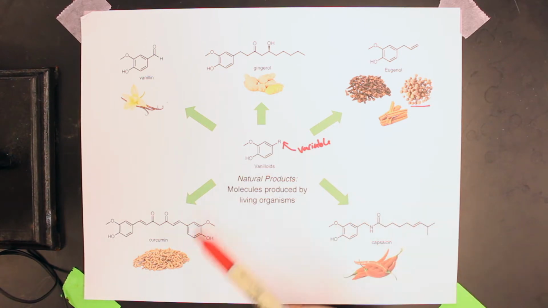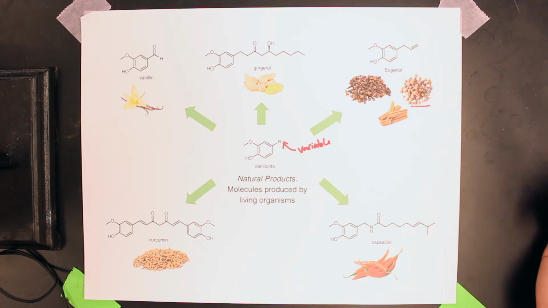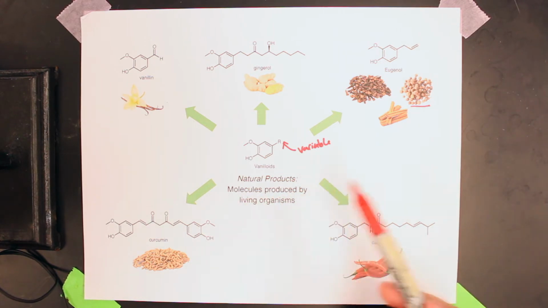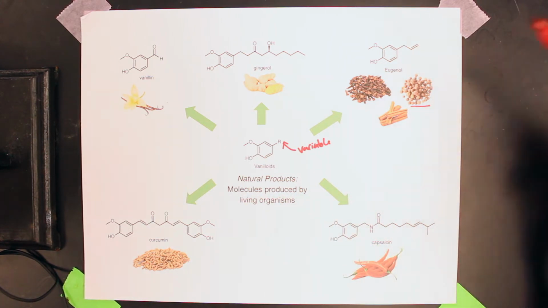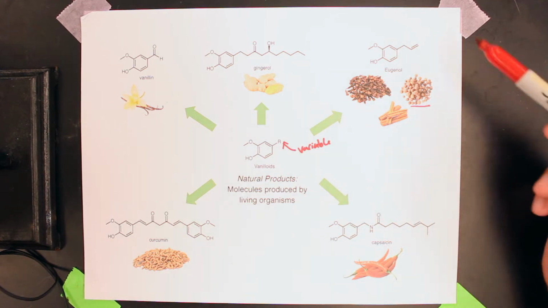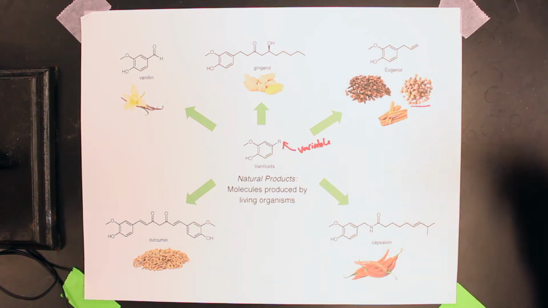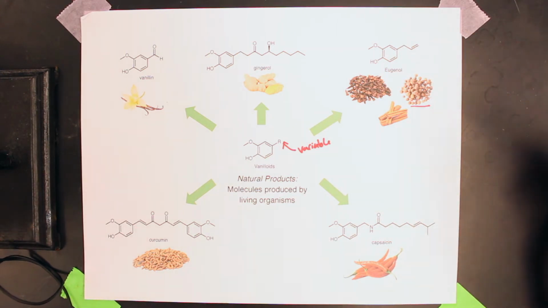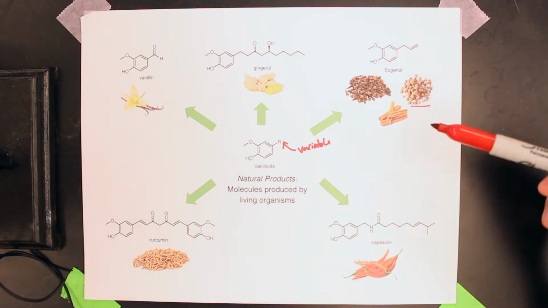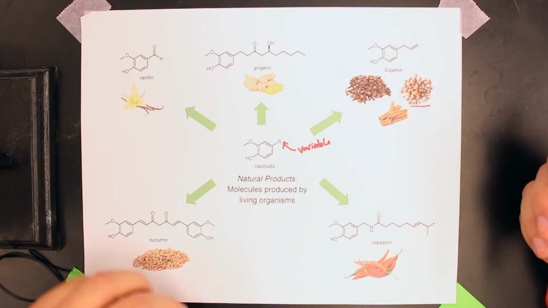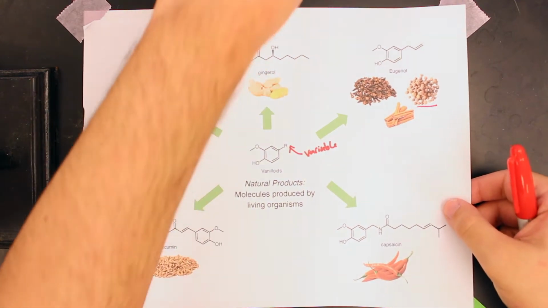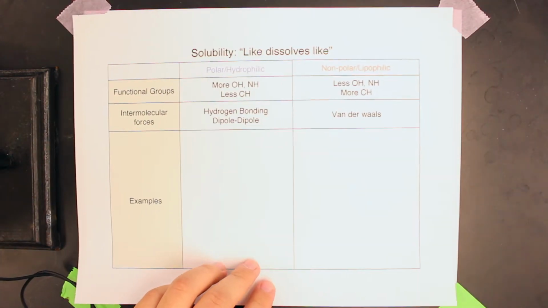Now all of these vanilloids fall into a greater class of molecules called natural products. And a natural product is a molecule that's produced by a living organism. So a lot of these have biological significance because they come from nature, which turns out why we can taste them, why we can smell them, and why they're useful in cooking. So let's discuss some of the properties of these molecules, and first we'd like to discuss solubility.